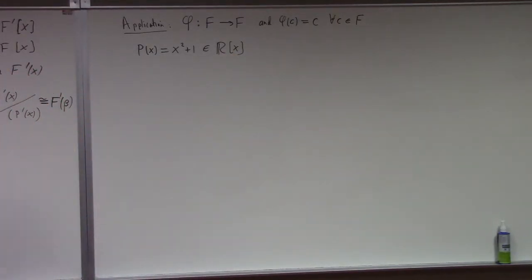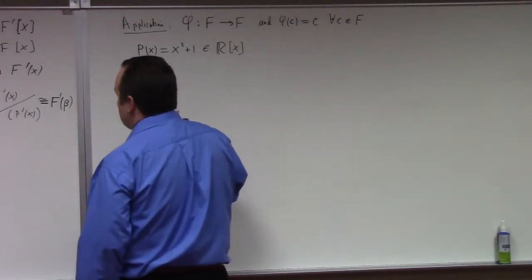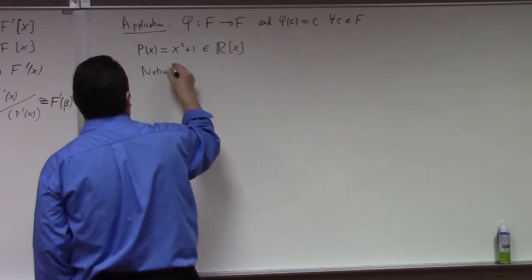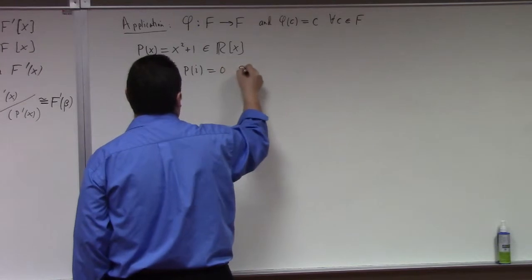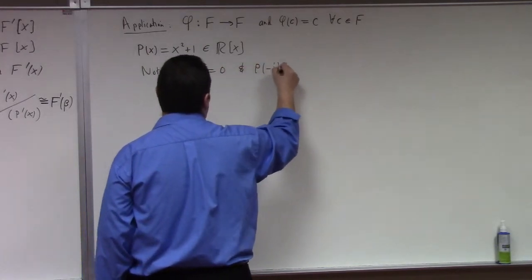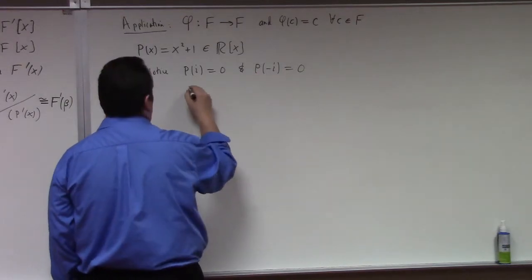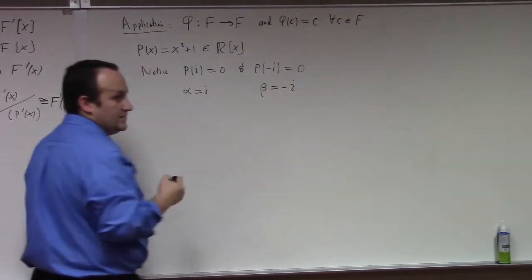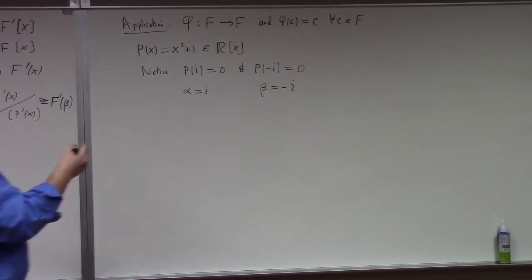Then, this is not especially surprising, but notice that p of i equals 0 and p of minus i is equal to 0. So we could think about alpha equals i. We could think about beta equals minus i. These are two different extensions, right? And so, here's the picture.